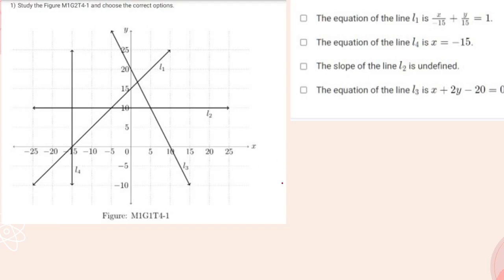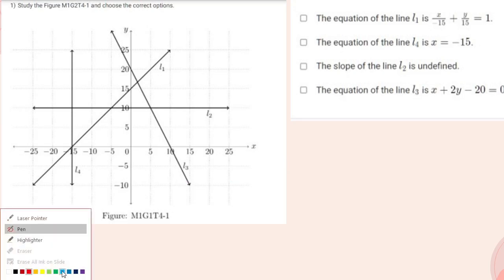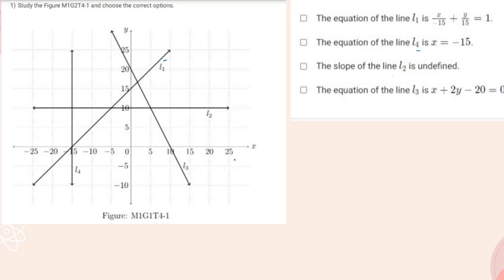So the first question is based on this given graph. We have to choose some correct option based on this. We have to choose the equation of line 1, then line 4, line 2 and line 3. These all are asking about the equation, and for line L2 it is asking about the slope. One by one we will deal with each one.